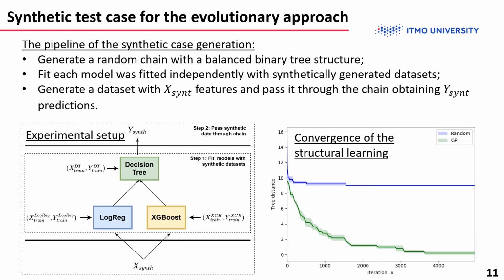Also, we checked the ability to find the source machine learning pipeline with the genetic programming composer based on the generated data. The experiments were conducted on chains with depth equal to 4 and a limited set of machine learning models that included logistic regression, XGBoost, KNN, and decision tree models. The results are shown on the right picture. We compared the genetic programming composer with the random search algorithm. In this case, the fitness function corresponded to tree edit distance between the source chain and the current solution. The experimental results indicated that the genetic programming composer outperformed the random search algorithm and allowed to find the chain structure.